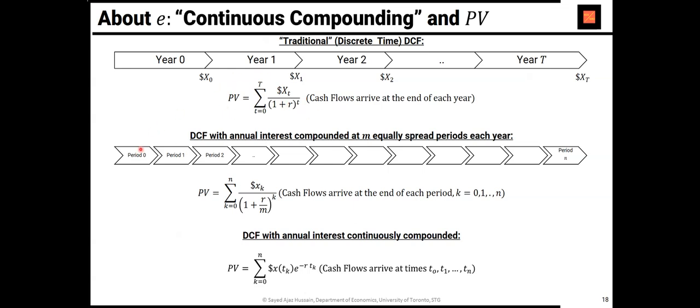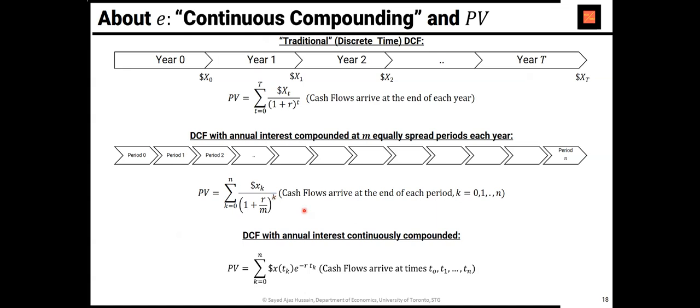But now what we do is we divide up the years into periods. Now instead of getting cash flows at the end of each year, I get cash flows at the end of each period. Once again, in each period there's compounding going on, where I take the annual interest rate. If I have n periods, the periodic interest rate would then be R divided by n. So in the kth period, I would get xk dollars, which would then be discounted at the rate 1 plus the periodic interest rate, which is R divided by n, raised to the power k number of periods.